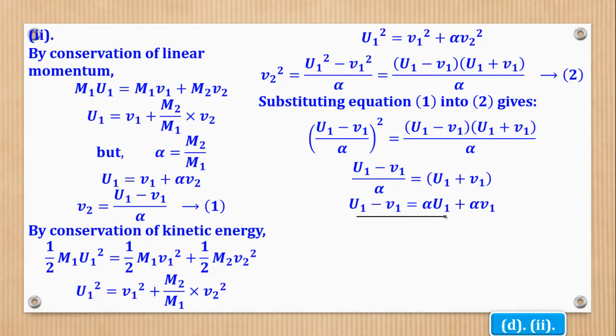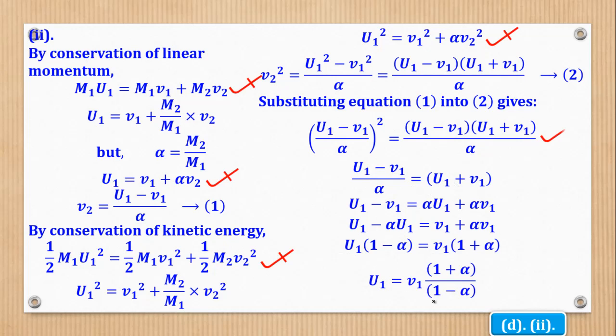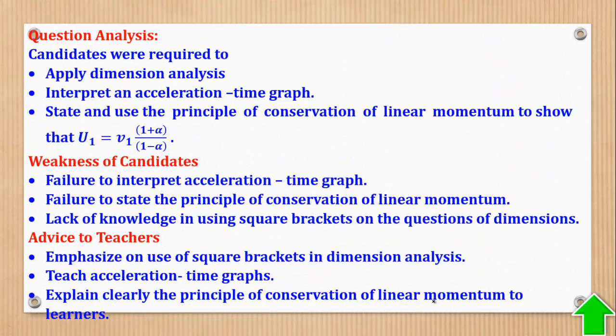Then you cross multiply to come up with that. Collect like terms, u1 this side and v1 this side. Factorize u1 here, factorize v1 here. Therefore, making u1 the subject, you'll come up with that, and that's what they wanted. Then the report is this. You can pause the video and try to read through so I don't make the same mistakes.